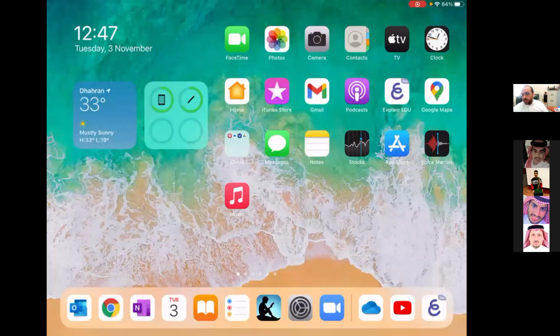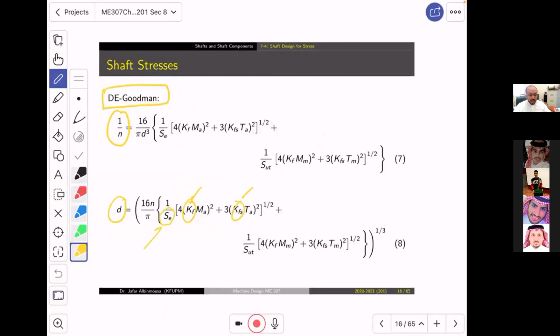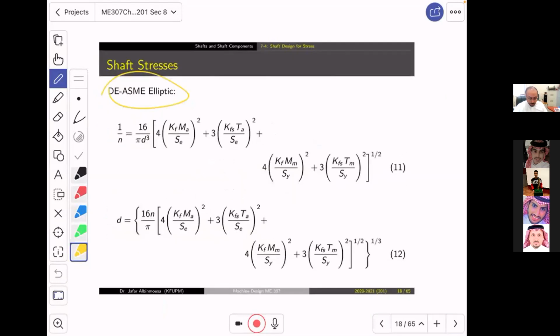Okay. So what I was saying is that this diameter equation will give you a good estimate, and the good estimate might not be too far from the right answer. So you start with it and then you start making good assumptions and correct them. Of course, since we have it for Goodman, we can have it for Gerber, as you see over here, and we can have it for the elliptical equation, and we can have it for Söderberg.